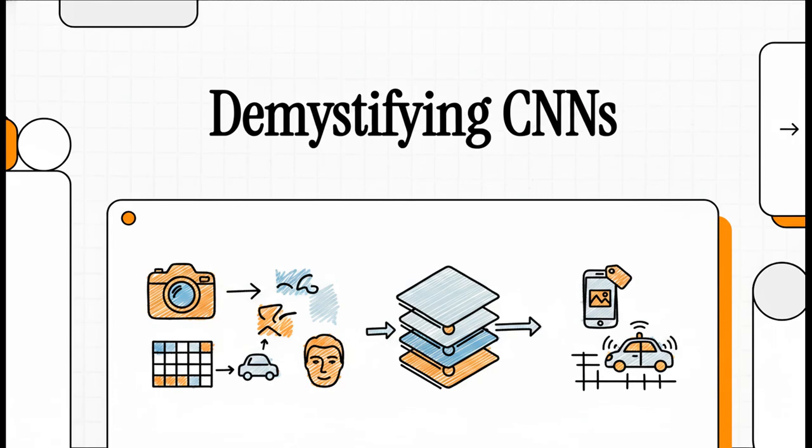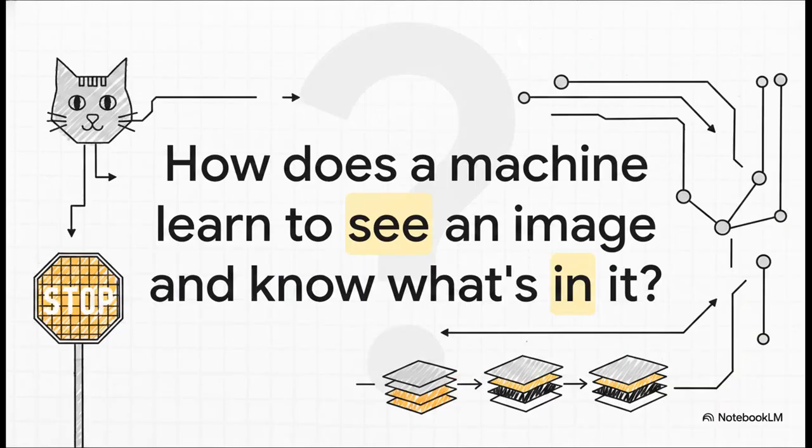All right, let's talk about something that feels a little bit like magic. We're going to be demystifying convolutional neural networks, or CNNs. This is the technology that literally teaches computers how to see and is powering everything from your phone tagging your friends in photos to self-driving cars navigating busy streets. But how does that even work? How does a machine look at a bunch of pixels? At the end of the day, it's just numbers, and somehow know, hey, that's a cat, or that's a stop sign. Well, the answer lies in the brilliant architecture of convolutional neural networks.